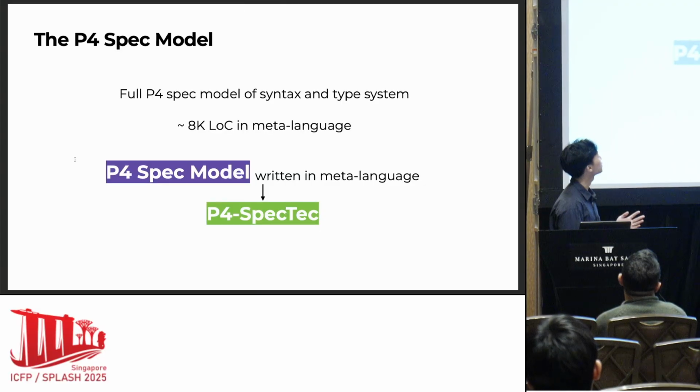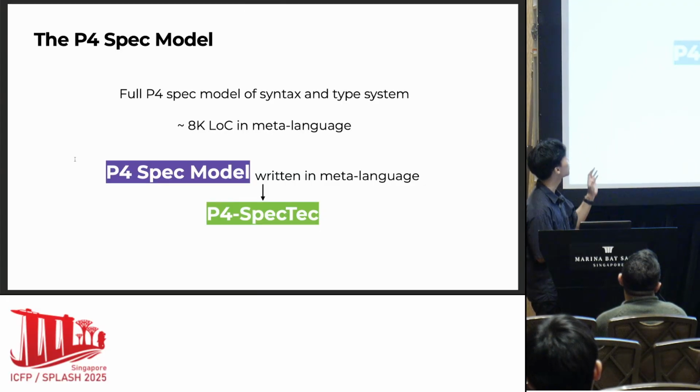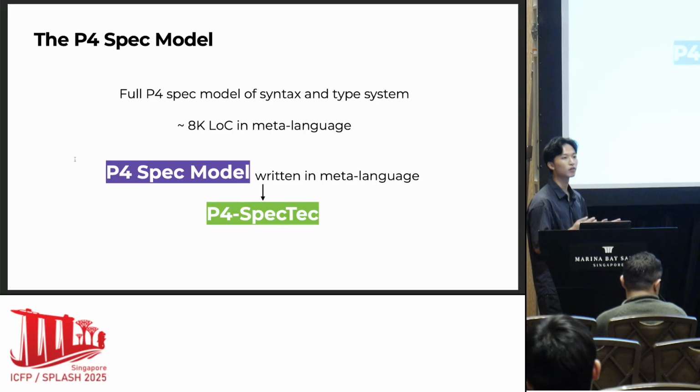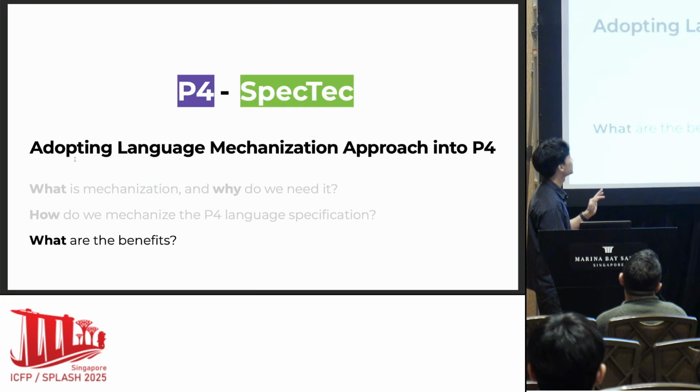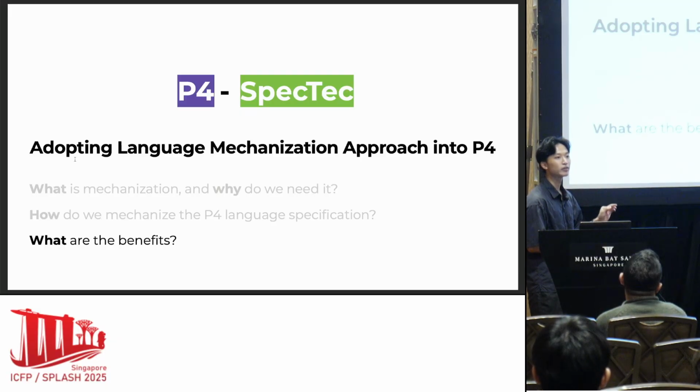And using algorithmic inference rules, we have defined the full P4 specification model covering its syntax and the type system. And this spans about 8,000 lines of code in our meta language. Now, as a final bit, I will briefly discuss the benefits that can be delivered by P4-SpecTec.